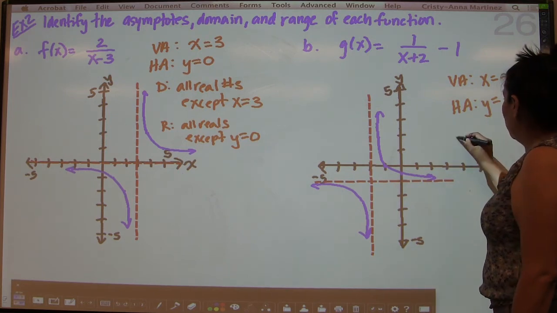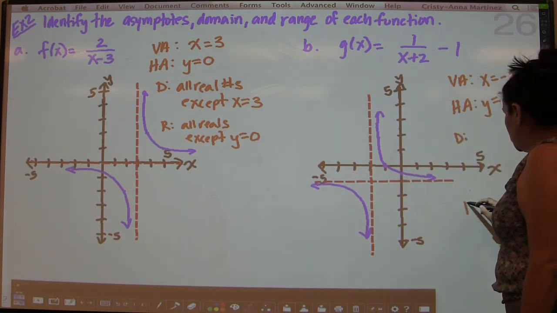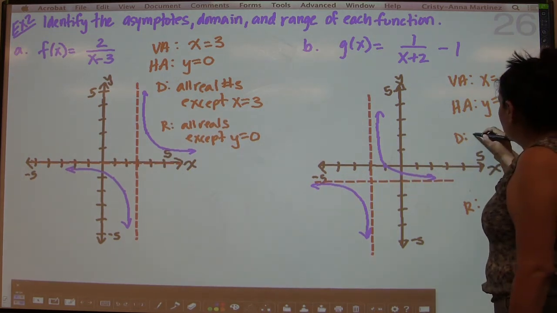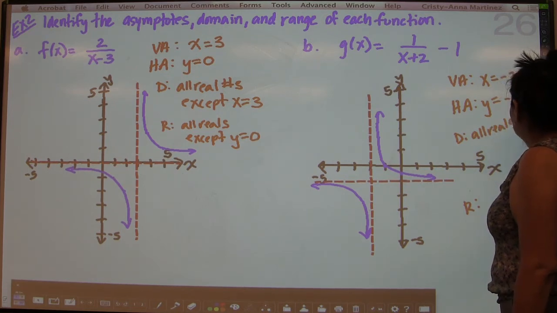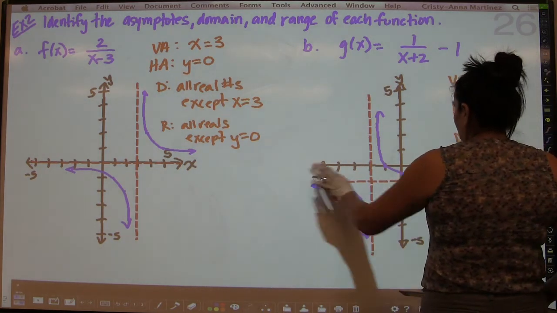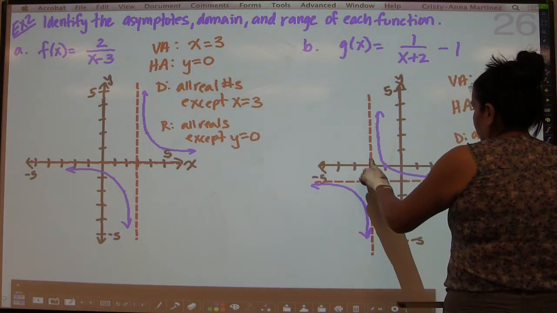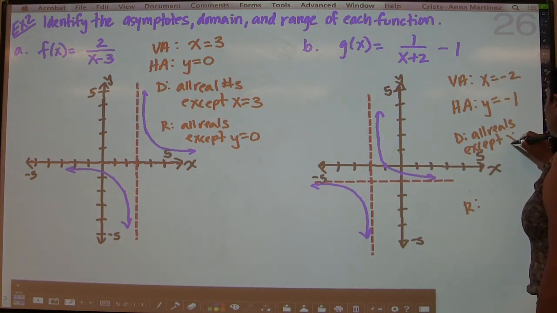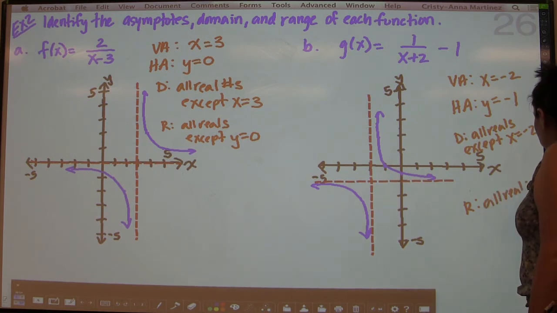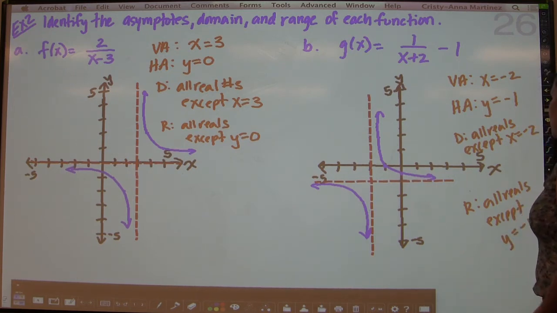And then we're going to have domain and range issues. Your domain is going to be associated with your vertical asymptote. So it's going to be all reals except, so for the domain you can have negative values, positive values, you can even have 0, you just can't have negative 2. So all reals except x equals negative 2. And for your range, you can have all reals except y equal to negative 1. So again, you can see the relationship between vertical asymptote, domain, horizontal asymptote, and the range.